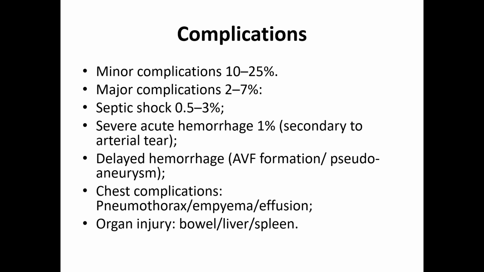Complications, minor and major complications. Minor is 10 to 25 percent and major is 2 to 7 percent. On the top is infections, hemorrhage or delayed hemorrhage, AV malformation, pseudoaneurysm, chest complications, pneumothorax, effusion, extravasation of your fluid to the surrounding structures, and injury to the pelvis or to the calyces, and injury to the surrounding structures.